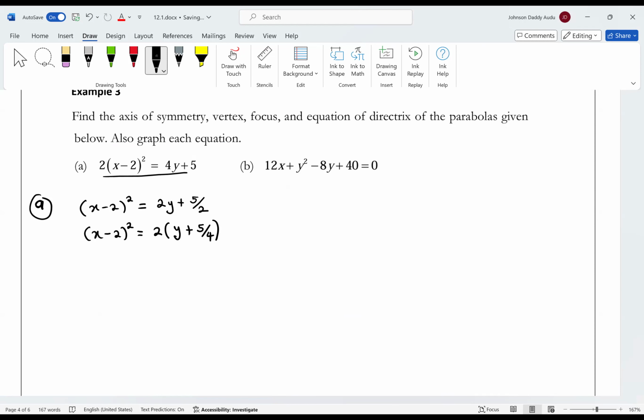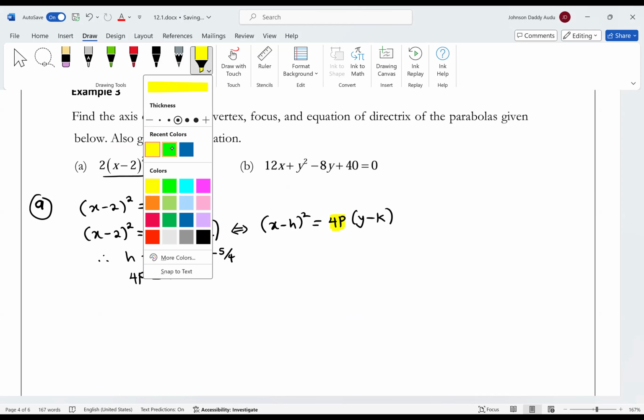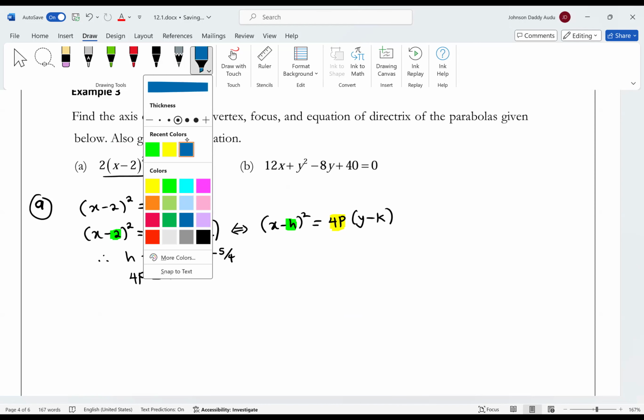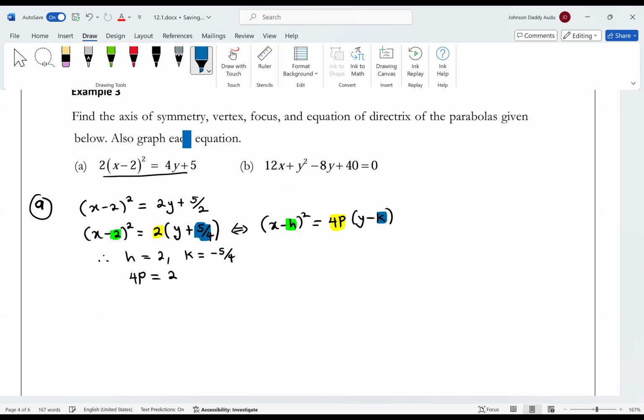So this is looking like something we know now. You compare with x minus h squared equals 4p times y minus k. So if you compare this, it simply means that h is 2, k is minus 5/4, right? Because we're comparing with this one. And what else? We can see that 4p is going to be 2, because we compare this one and this one. So this is what we're doing.